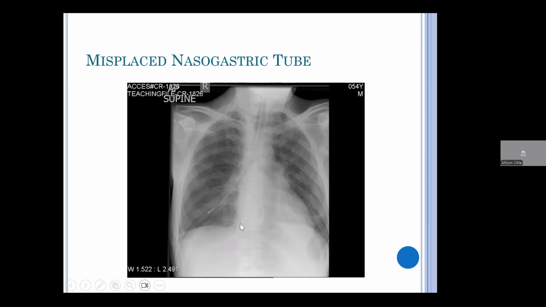This is why we always get chest x-rays before we start using a nasogastric tube, because if you were to put tube feed into this, it would go straight into the lung.